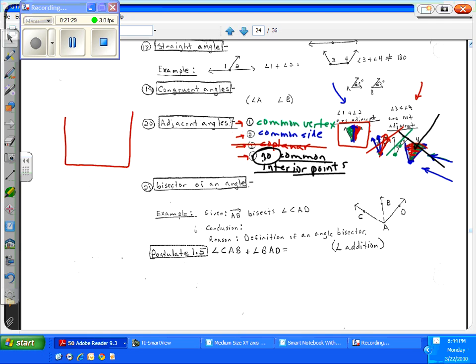So again, what are adjacent angles? Two angles in the same plane, the same flat surface, with a common vertex, a common side, but no common interior points. So one would be there, and one would be there.